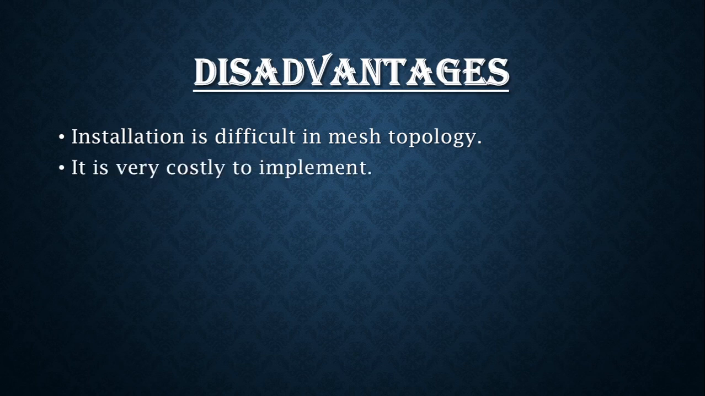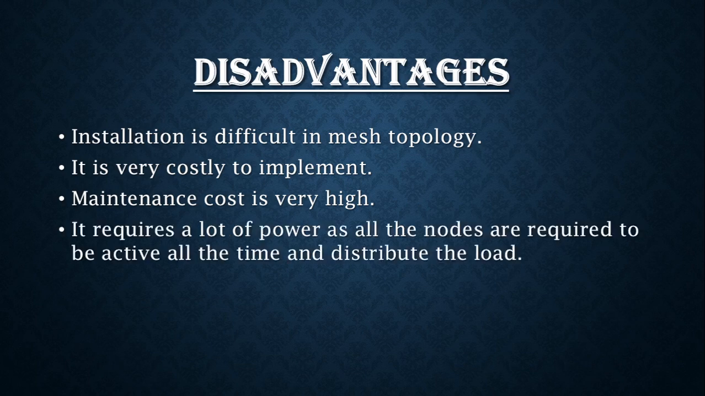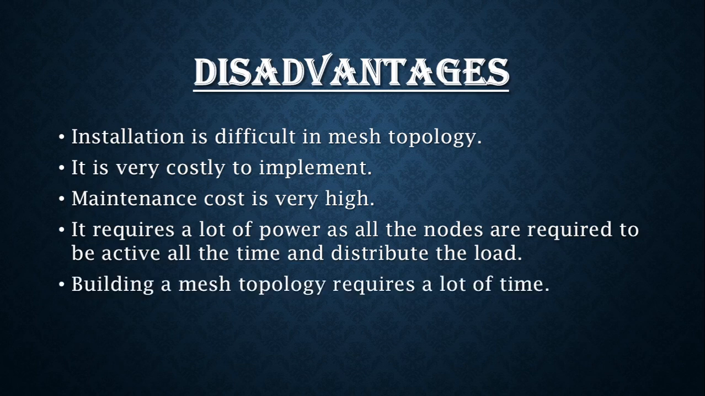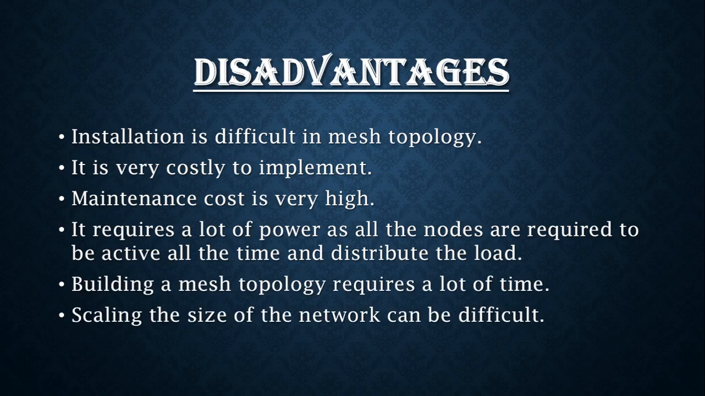It is very costly to implement. Why do we say costly to implement? Because we need a lot of wires. Maintenance cost is very high. It requires a lot of power, as all the nodes are required to be active all the time and distribute the load. Building a mesh topology requires a lot of time. Scaling the size of the network can be difficult.